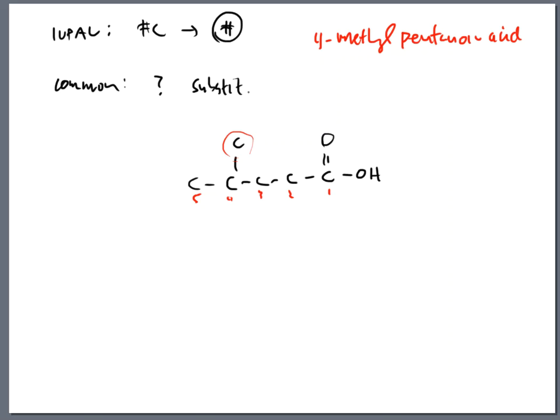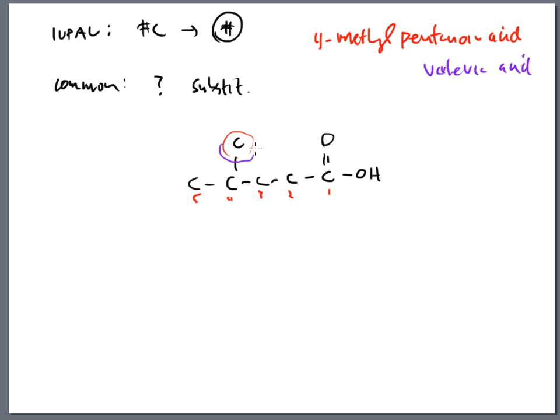Okay. So common nomenclature told me that I need to find the longest carbon chain just like IUPAC. Yeah, that's right. So there's still 5. But I don't use the word pentane. That's IUPAC stuff. I need to use something else. Okay, the 5-carbon word that we use in common nomenclature is valeric acid. Okay, but it's not just valeric acid. It's not just valeric acid here.